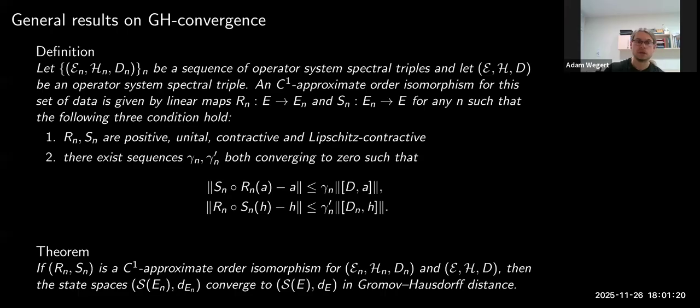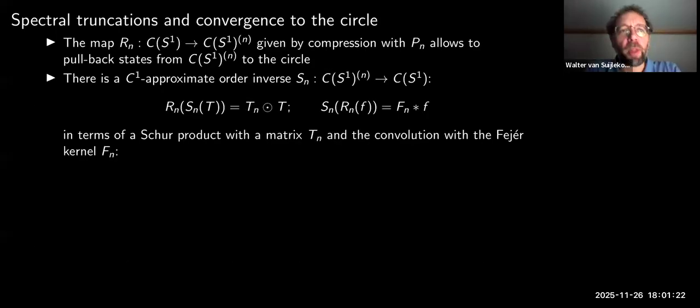Okay. So in the case of the circle, I apply it indeed, and what you get is, first of all, this one map is the compression map by the spectral projection, Pn. That means that you can pull back states that you have on this Toeplitz system to the circle. And this pulling back is actually the map that gives rise to this comparison in the Gromov-Hausdorff sense.